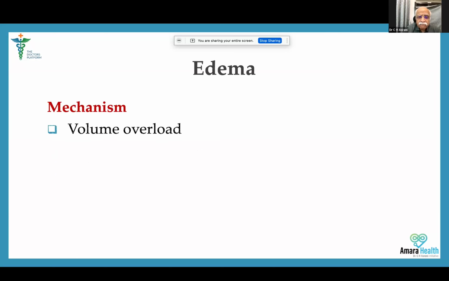What is the mechanism? Volume overload. In heart, because the heart cannot pump properly, there is backflow of blood that causes volume overload on the systemic circulation, leading to edema. Obstruction to venous flow, deep vein thrombosis, or clots in the saphenous vein, iliac vein, or varicose veins where there may be no obstruction, but the veins are so engorged that the blood is pooling there.